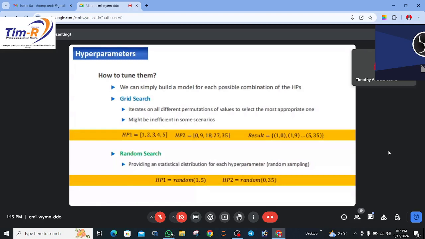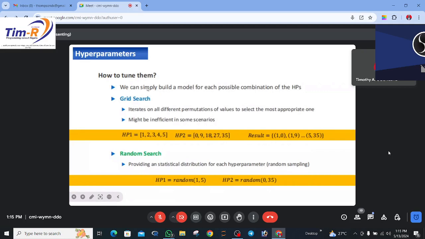Another one is the random search. This one has to do with providing a statistical distribution for the hyperparameters. For example, random sampling, whereby the hyperparameters choose between random numbers between 1 and 5 and also a random number between 0 and 35. But it depends on the use case whether we use grid search or random search.